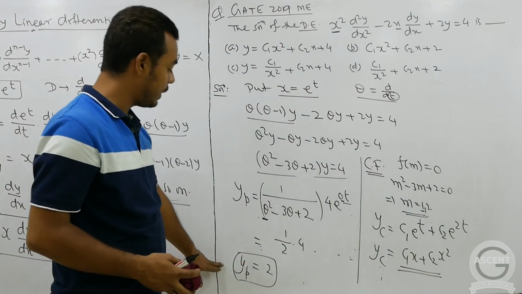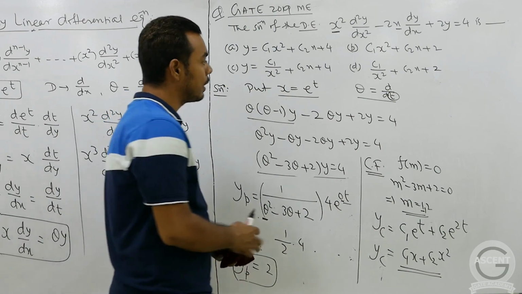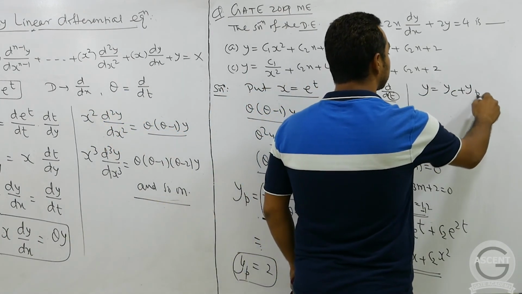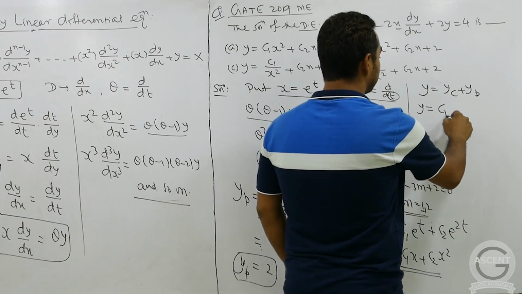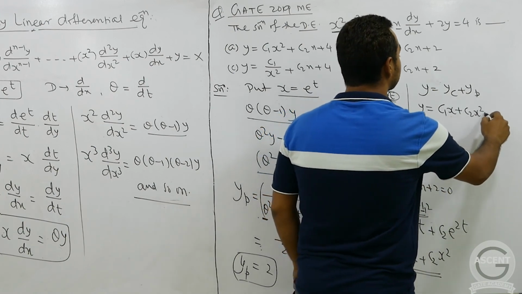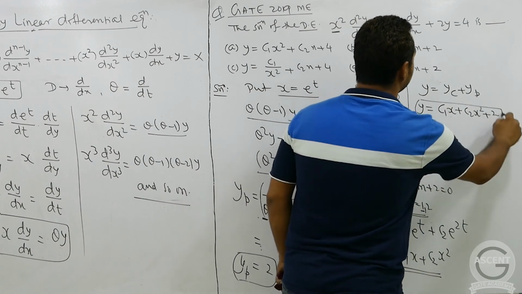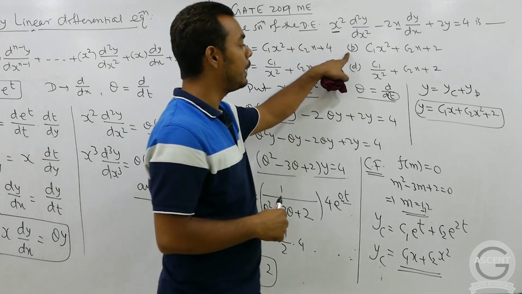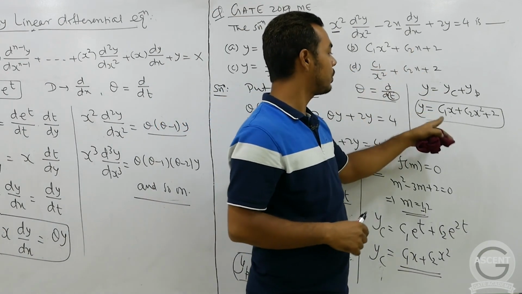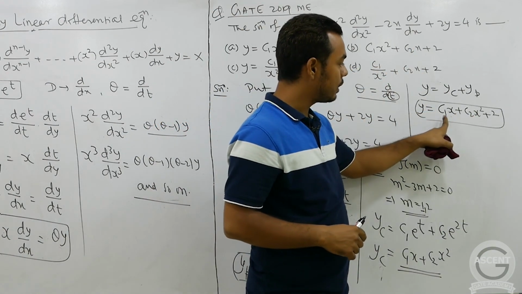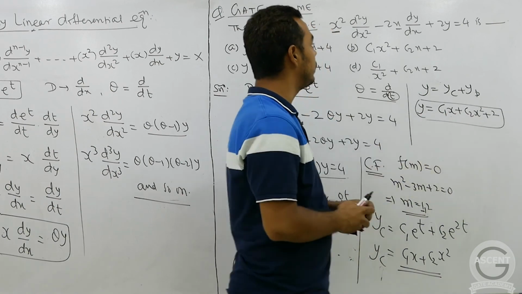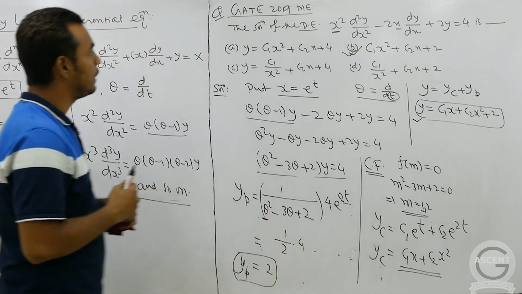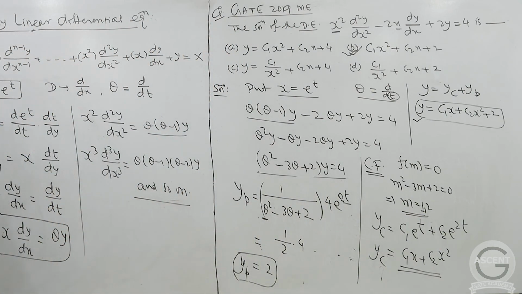Now once you have calculated the complementary function and particular integral, the solution will be y equals complementary function plus particular integral. So this will be c1 x plus c2 x square plus 2. So this will be the solution of the given differential equation. Now obviously this is your option B. c1 and c2 are arbitrary constants, so you can also write that as c1 x square plus c2 x. These two are the same thing. So the correct answer for this question will be option B. And this was the end of this chapter.